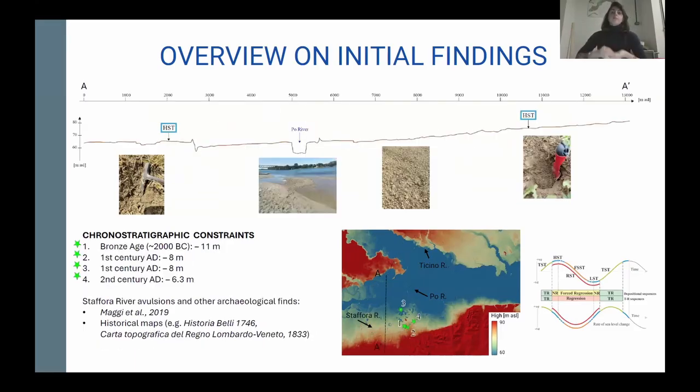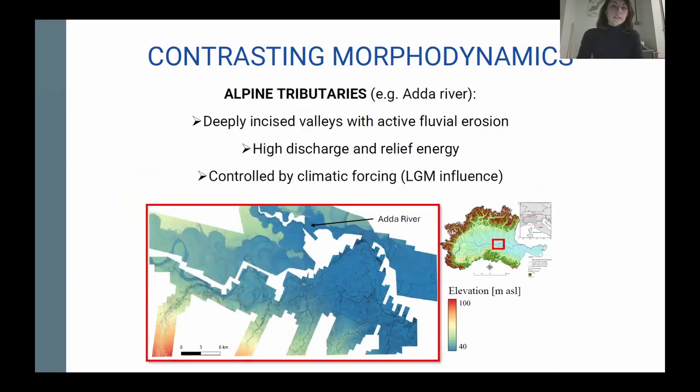On the other hand, we also have a new section of the southern part, where we have two parts of highstand conditions, and these data are based on new archaeological data and bibliography and historical maps. And we have just highstand condition in the Po River and highstand condition in the Apennine area. So these results shed light on the contrasting morphodynamics of the Po plain.